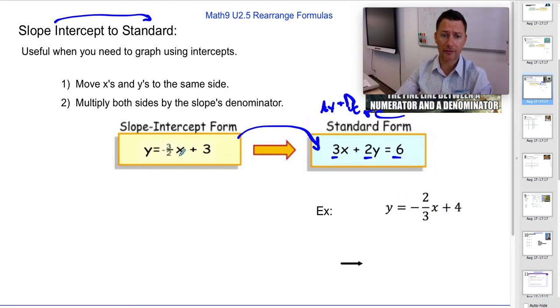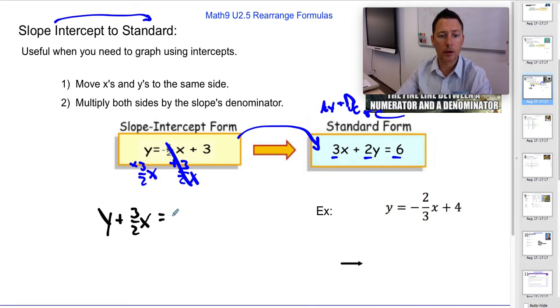So we've got to put all the x's on one side. This is negative 2/3 x, so we have to add, sorry, negative 3/2, so we have to add 3/2 x to both sides. They cancel out over here, and on the left side you're left with y plus 3/2 x equals just 3 on the other side, which is just a positive 3.